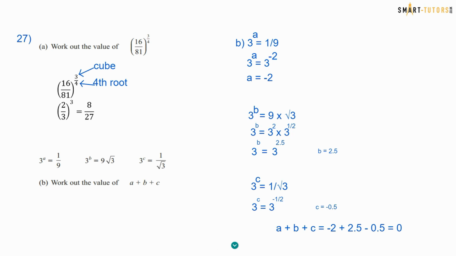So b equals 2.5. 3 to the power c equals 1 over root 3, which is 1 over 3 to the power half. You bring it to the top, which becomes 3 to the power minus half. So c equals minus half. If you add everything together, a is minus 2, plus 2.5, which is b, minus 0.5. Minus 2 plus 2.5 is 0.5, take away 0.5 is 0. So the answer for the second part is 0.